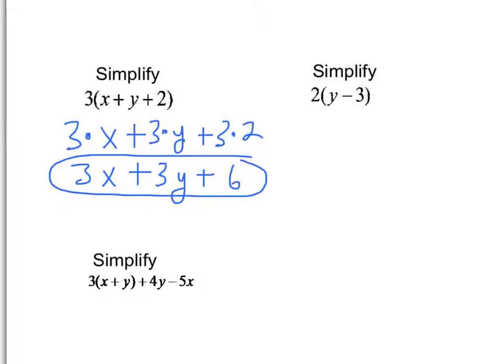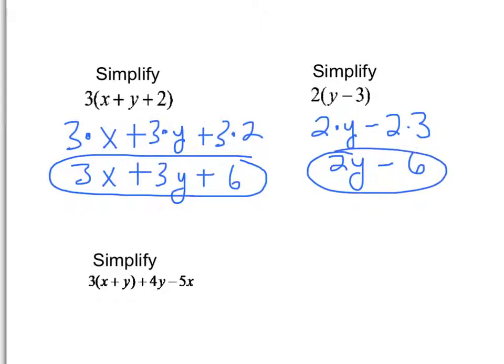I can think of this one over here as 2 of y minus 2 of 3. That's the way I want to think of that if I have a subtraction sign. So I'm going to say 2 of y minus 2 of 3, and that's 2y minus 6. The only difference between this and a previous problem was I had this minus sign. So that's how that simplifies.